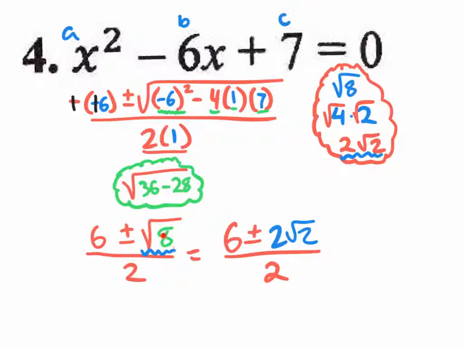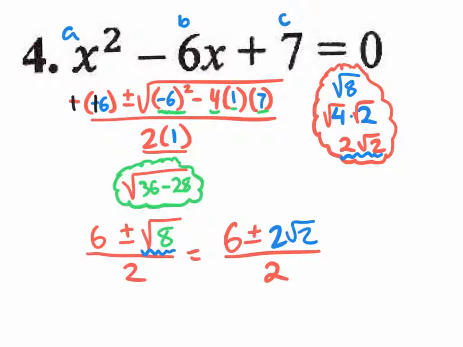If this was 9, well, yeah, you'd have a plus or minus 3, and you could go 6 plus 3. You could do 6 minus 3. You get two nice, beautiful answers. Right here, it's not a perfect square number, so you're not going to get nice answers, but they are answers. They are real answers. At this point, all you have to do is simplify the fraction, reduce the fraction.